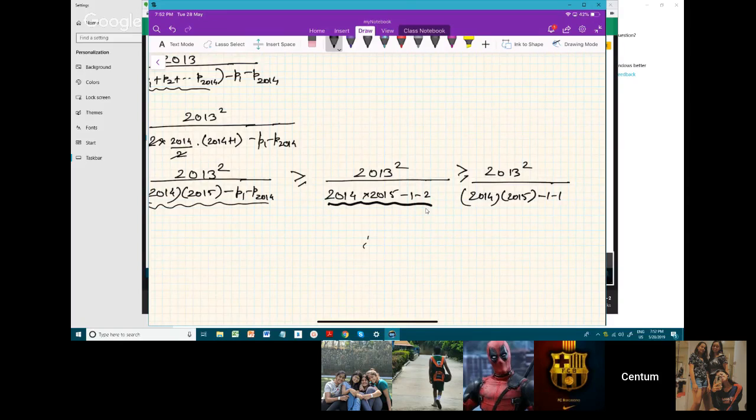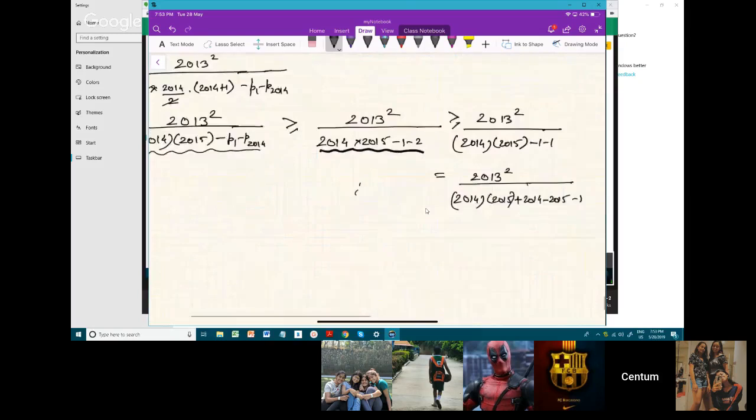Did I do this correctly? Am I reducing the denominator? No, I'm increasing the denominator. Actually, I added 1 in the denominator. So hence the right hand side will go down, isn't it? The denominator is increasing. Now this item can be written as 2013 square divided by 2014 times 2015, and minus 1 can be written as 2014 minus 2015, and minus 1 can be left as it is.